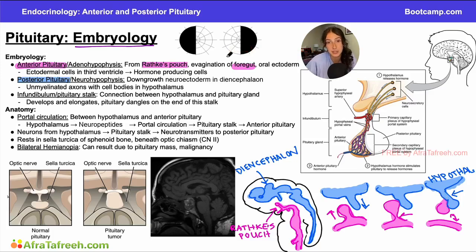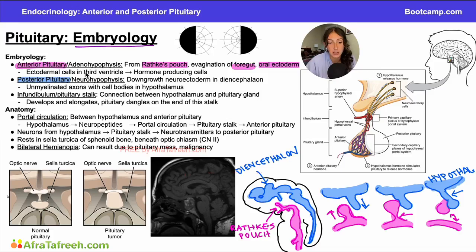So because of the two different embryological roots of the anterior and the posterior pituitary, they're going to have different cell types as well. Our anterior pituitary, which came from Rathke's pouch and that evagination of the foregut, is going to contain oral ectoderm. And that should make sense, because the foregut pouching out is going to create our entire digestive tract from our mouth to our anus, and of course our pituitary is closer to our mouth, so it should make sense that our anterior pituitary coming off of Rathke's pouch will be oral ectoderm.